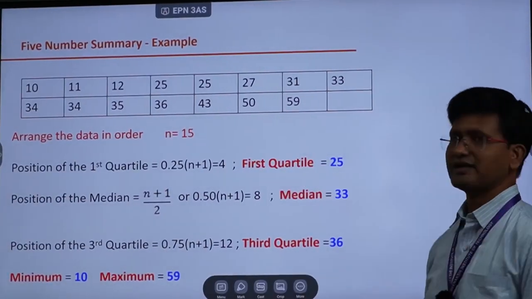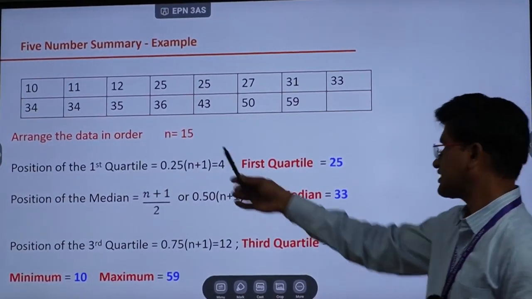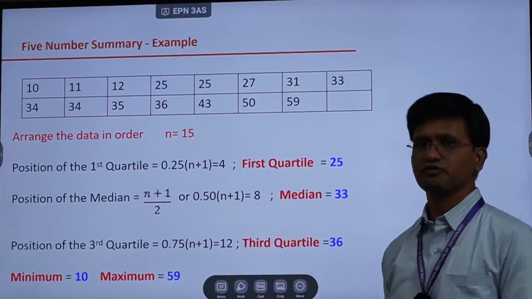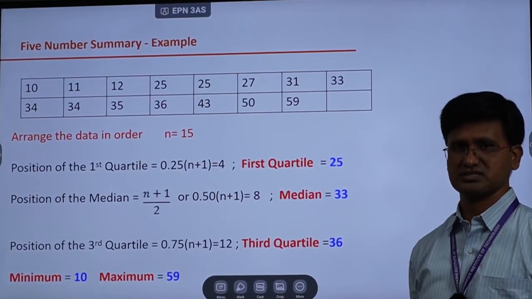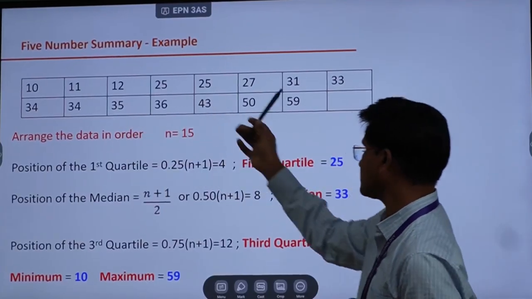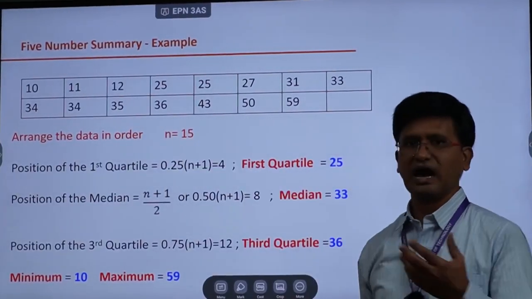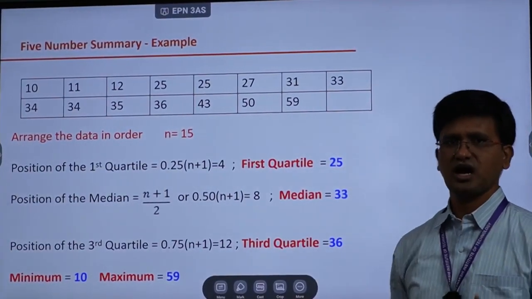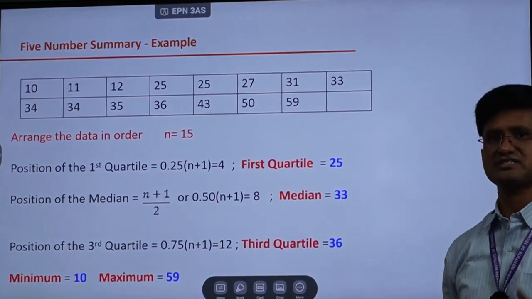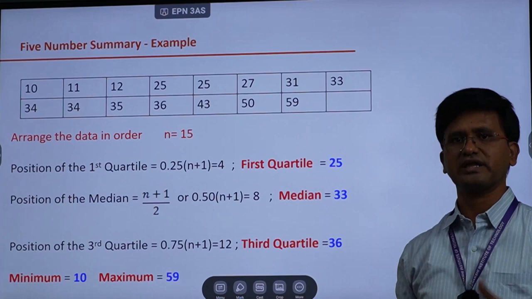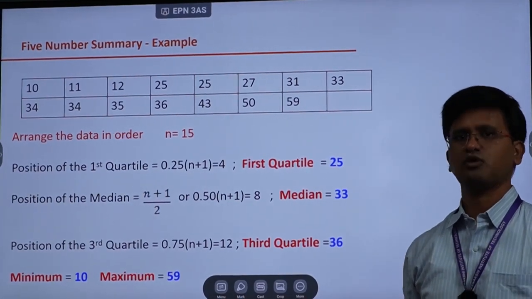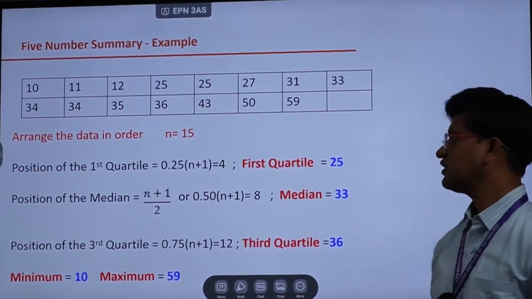There are around 15 data points, where small n is equal to 15, and small n indicates the sample data set size. So you can see the data points given here, and we have already arranged them. The first step towards plotting a box plot is to arrange the data points. You can see the data points from 10 to 59 are already arranged. If not arranged, we have to arrange them in ascending order.